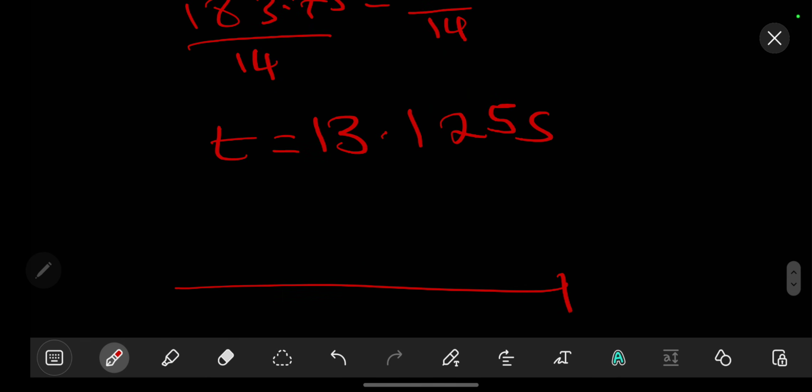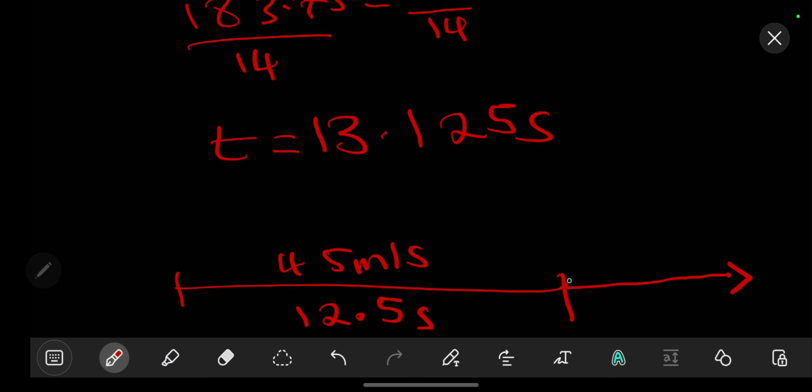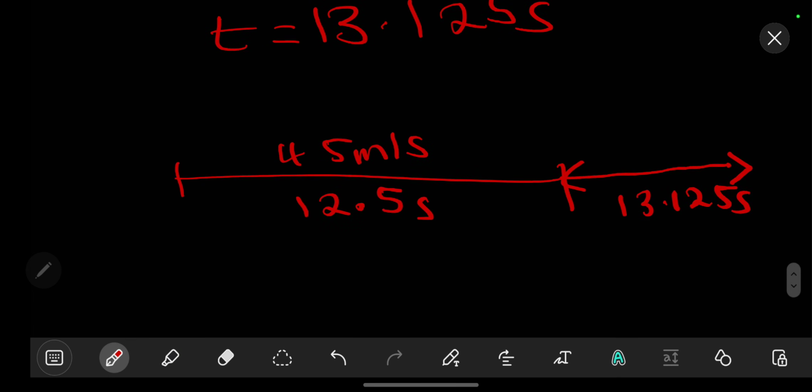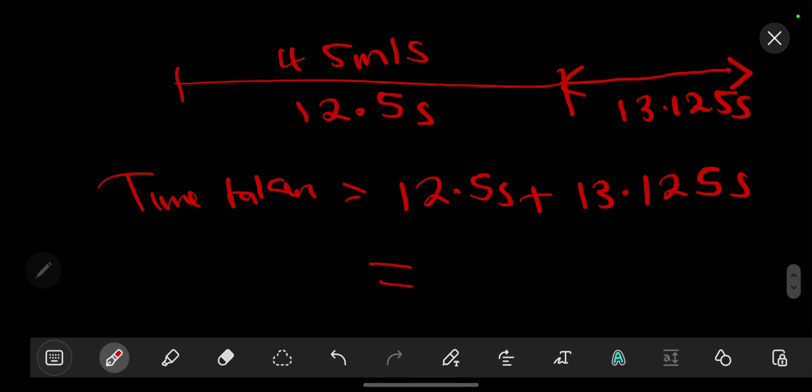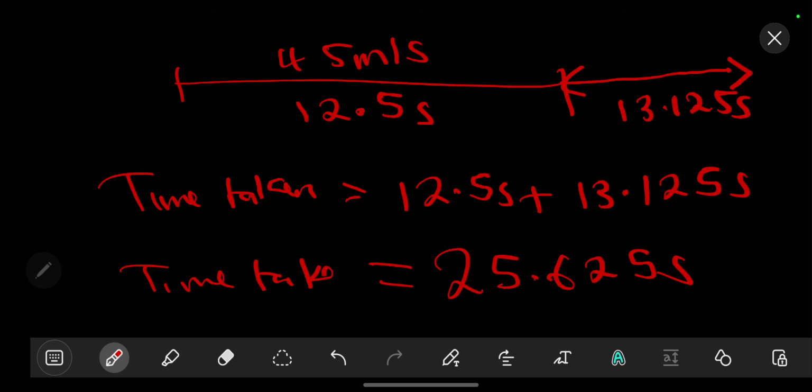So firstly, to reach a speed of 45 meters per second, we said that the police will take 12.5 seconds. Now to catch up, they will have to travel for another 13.125 seconds. So to calculate the time taken for the police officer to catch the motorist, time taken should be equal to 12.5 seconds plus 13.125 seconds, which will give us a value of 25.625 seconds. So this is our time taken. So when we do that, we have calculated it.